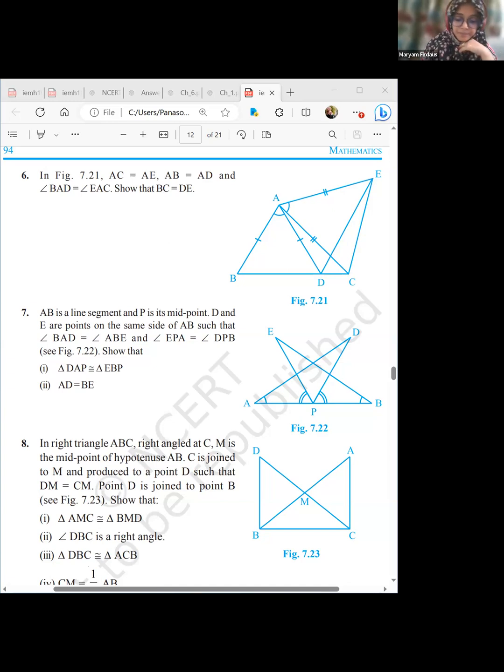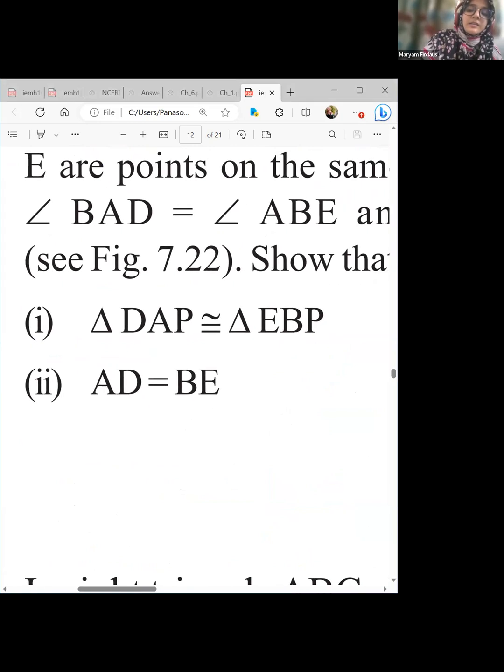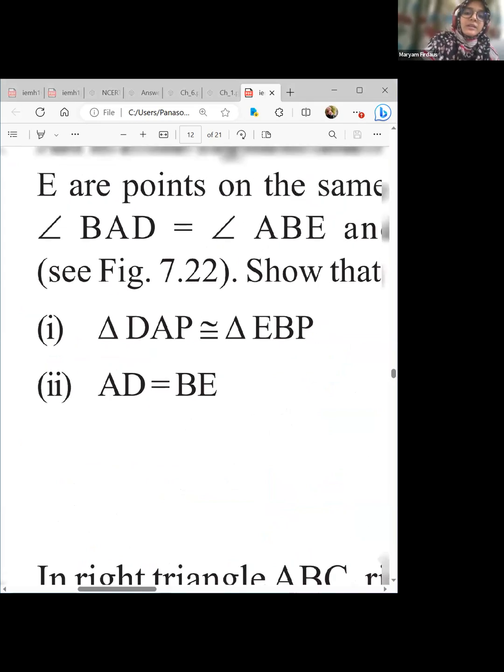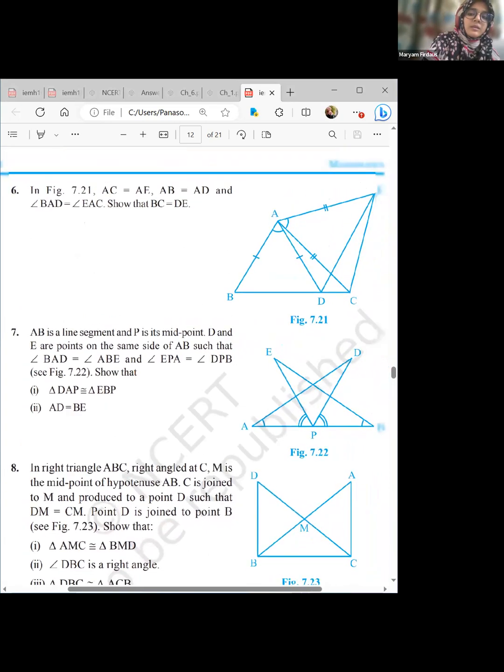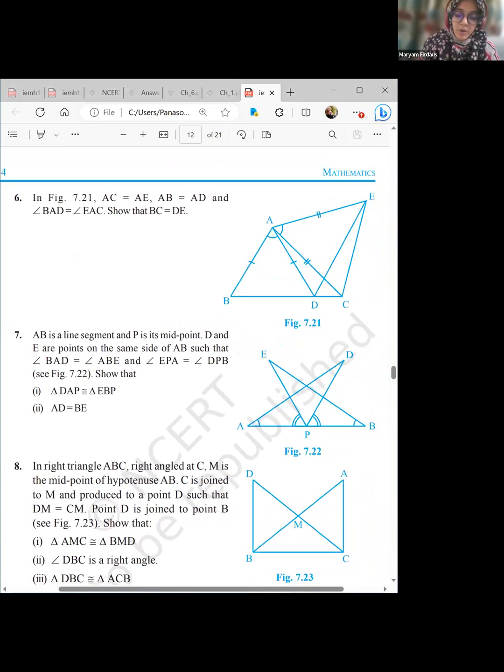Now, next, what do we have to show, Zen? Show that triangle DAP is congruent to triangle EBP. Look at that very carefully. There is a symbol on top of the equal to sign. This is called congruent. So triangle DAP is congruent to triangle EBP. And the second thing we have to show is AD equals BE.